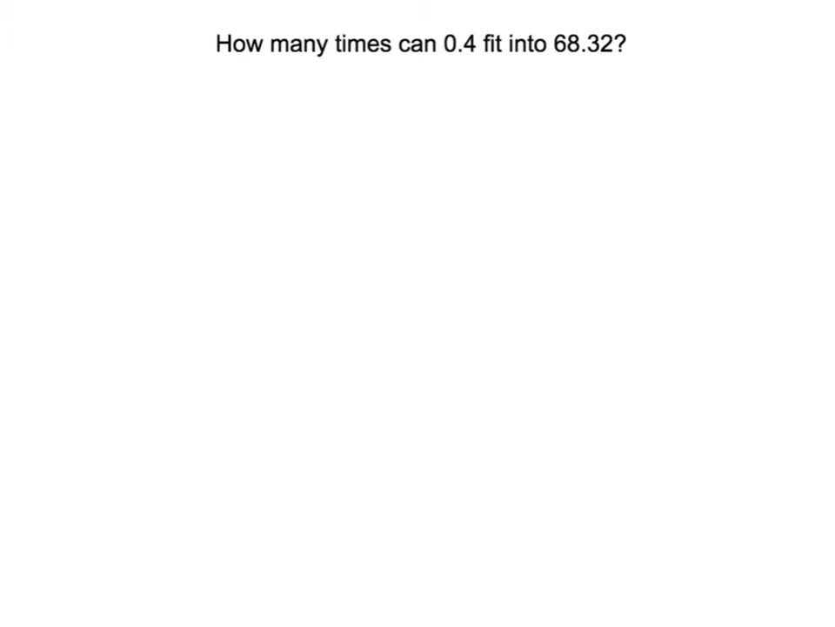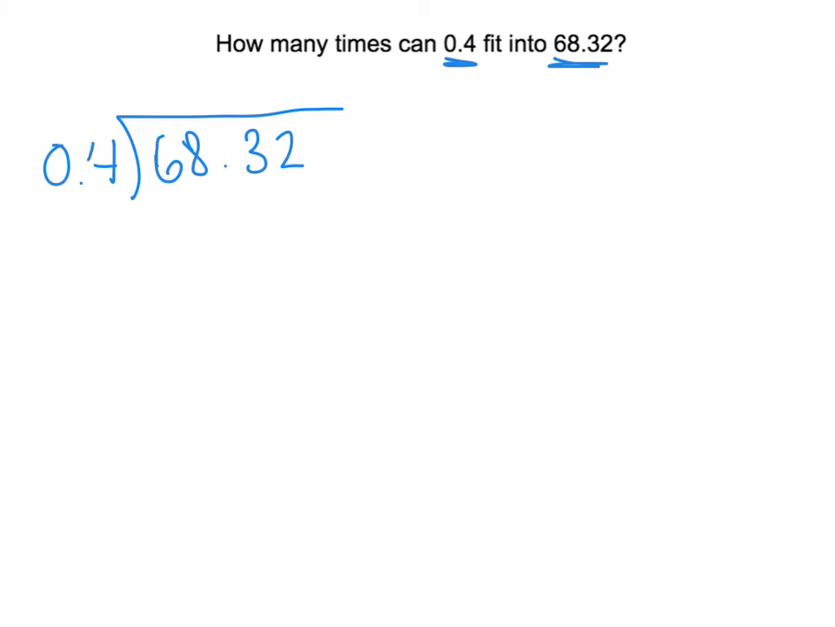So if we look at this problem, it says how many times can 0.4 or 4/10 fit into 68 and 32 hundredths? Well, I know that that's a division problem because I'm trying to figure out how many of these fit into this. So if I go and set up my division problem, I know that 68.32 is my dividend and 0.4 is my divisor.